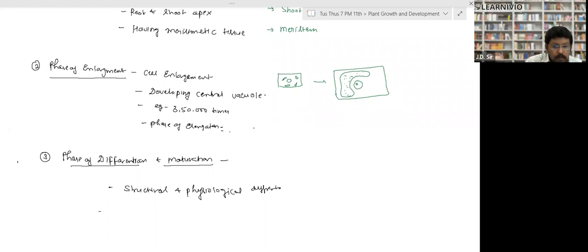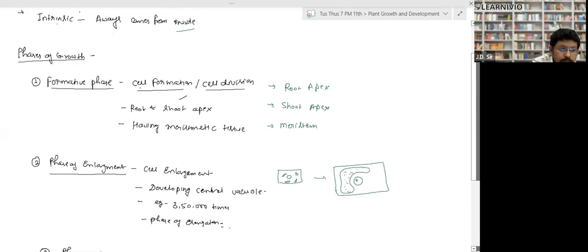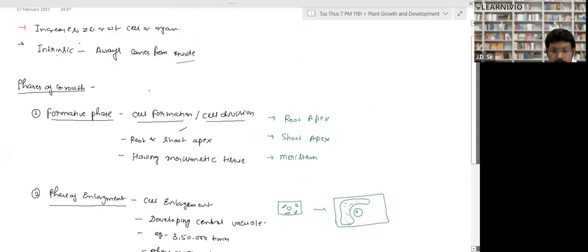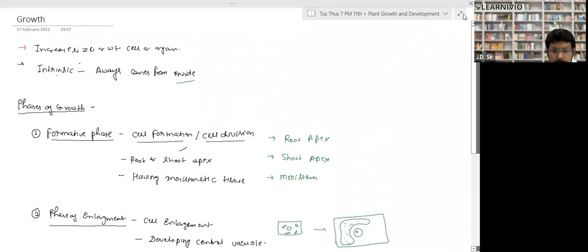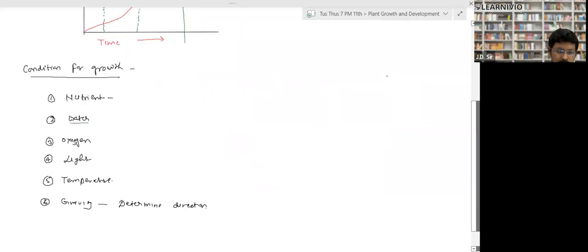Is it clear? Clear to both of you? Phases of growth. Keep on telling me. So then I'll be able to understand that are you getting my point or not.